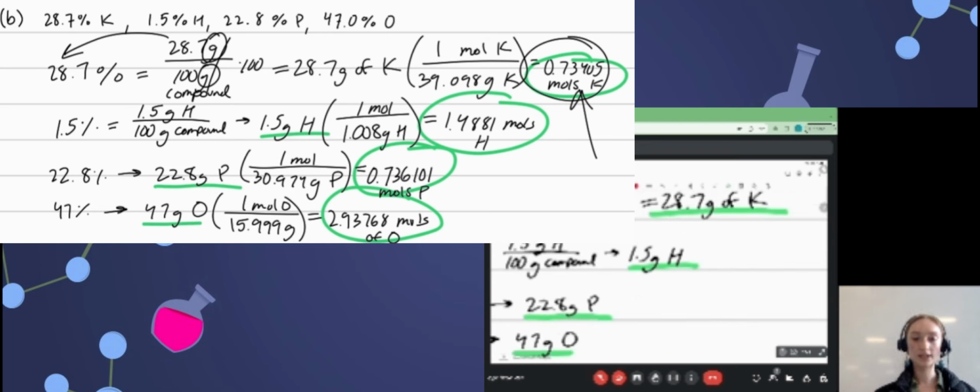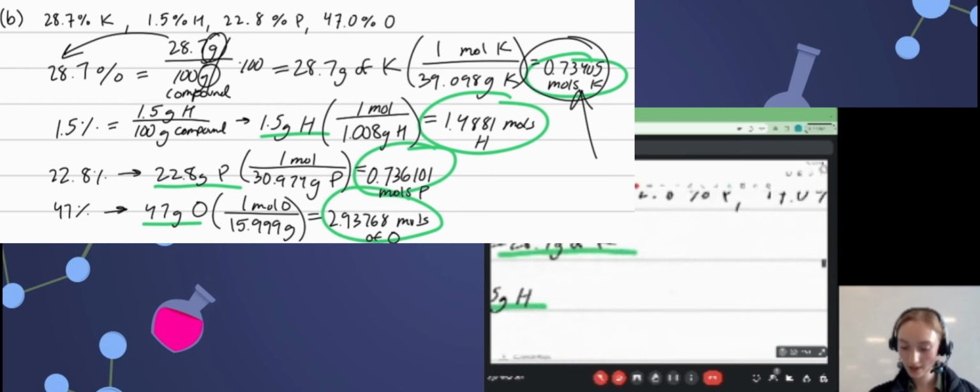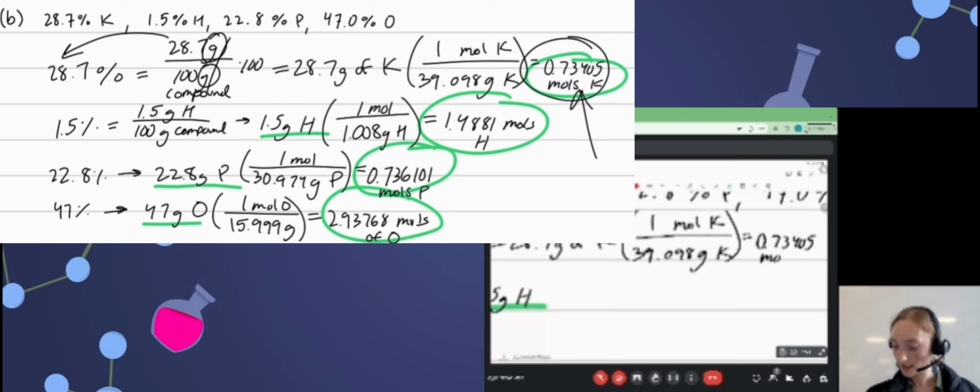So now that we have a percentage to a mass, we're going to use these masses to then use a molar mass ratio conversion for each one of these different atoms, and then we'll have moles of each. So I'll show you what that looks like. We have 28.7 grams of potassium here, and we want to get to moles. And so using the molar mass of potassium, we'll put the 39.098 grams of potassium per mole on the top here. And so that will come out to 0.7345 moles of potassium.